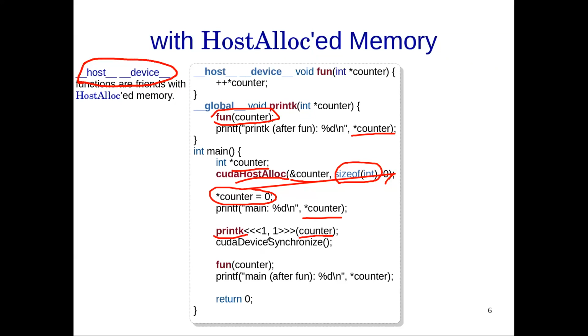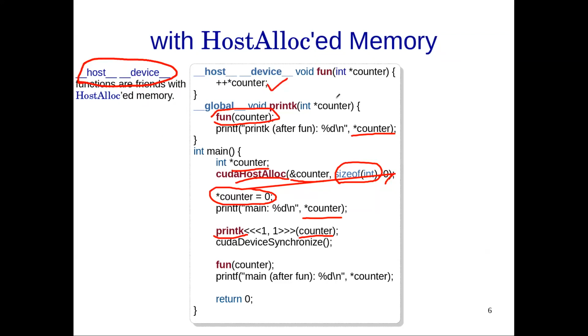So what will be the output of this program? Can somebody tell me? There is no compile time error, there is no runtime error, and the code actually works. There is a single counter which is allocated using HostAlloc, so you can access it from both the CPU and GPU side, right? And therefore, you'll also be able to access it from the host device function. So the HostAlloc'ed memory is going to be your friend when you are dealing with host device functions.